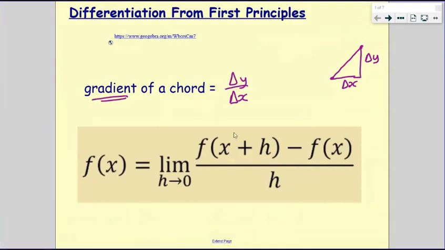So that gives rise to this equation here. The gradient of the chord is the change in y divided by the change in x, and that's what this formula is. I'll have a look at it in a moment. But I'm not going to use this formula as a formula. I'm going to explain it in terms of the picture.